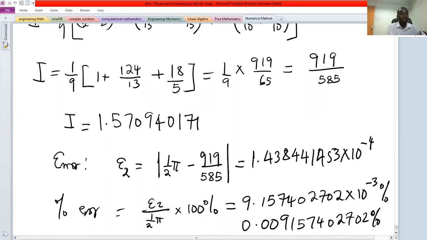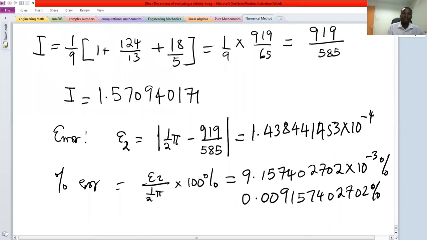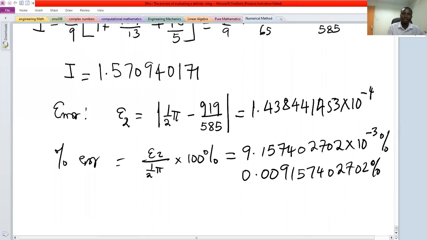So this is what we get when n is 6. If you compare to what we did for the same number of intervals in the trapezoidal rule, the percentage error there was 0.5893%, while here the percentage error is 0.009157%. So you see, this is less than for the case of trapezoidal rule with the same number of strips or same number of subintervals. So we still confirm that if you compare trapezoidal rule and Simpson's third rule, then Simpson's third rule is a better approximation as compared to trapezoidal rule.